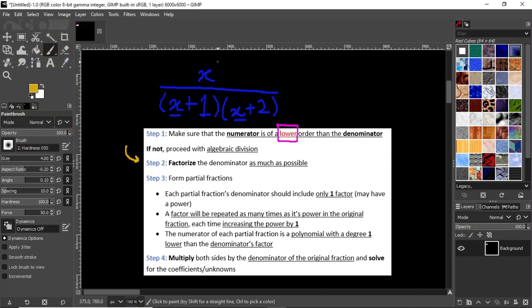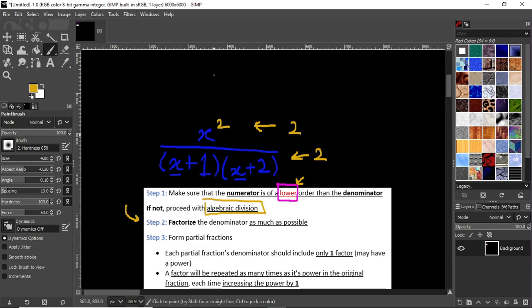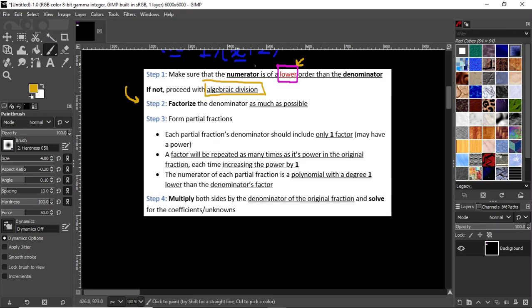However, suppose we had x squared. Now there is a problem. The numerator has an order of 2, denominator also has an order of 2, so that's the problem. If the numerator doesn't have a lower order than the denominator, you need to do algebraic division to make the order of the numerator lower than the denominator. Sorry for stuttering. So that's the first step.